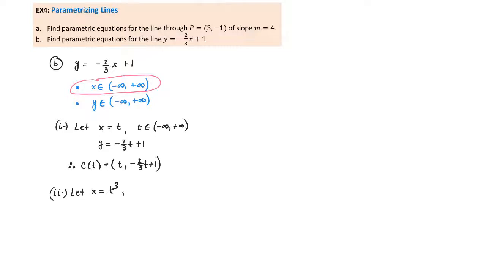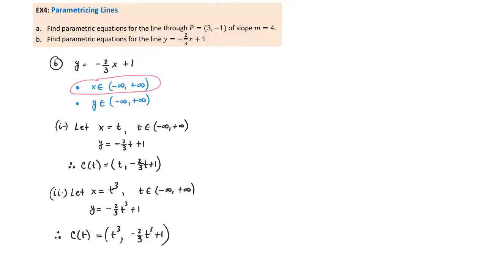And again, if I let x equal t cubed, then t is going to be between negative infinity and positive infinity. So then y is going to be negative 2/3 t to the third plus 1. Therefore, another way to parameterize is to use t to the third for the x component and negative 2/3 t to the third plus 1 for the y component. Okay, so straightforward. I can go forever. My goodness, I can have infinitely many parameterizations of the same curve.